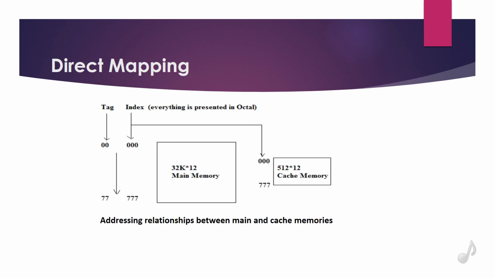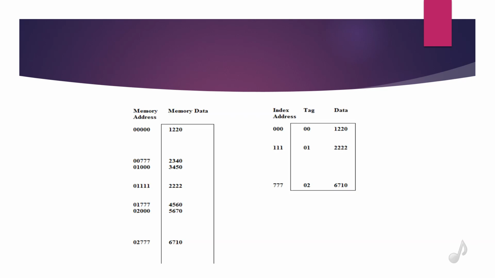Now we will see direct mapping. Associative memory is expensive compared to RAM. In the general case, there are 2^k words in cache memory and 2^n words in main memory. In our example, k equals 9 and n equals 15. The n-bit memory address is divided into two fields: k bits for the index and n-k bits for the tag field, as you can see in the diagram.